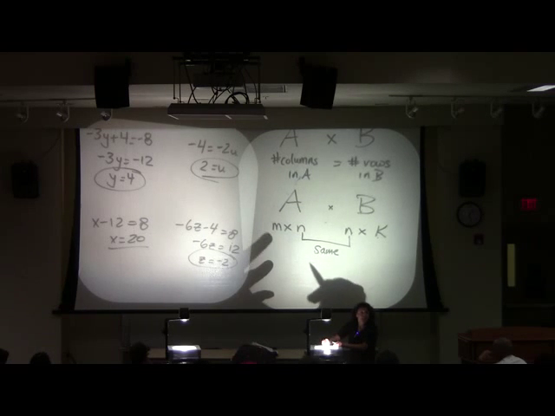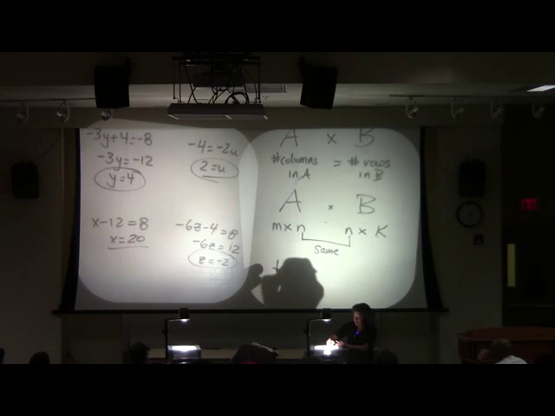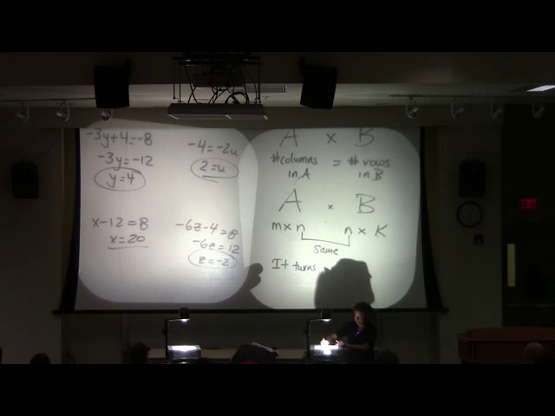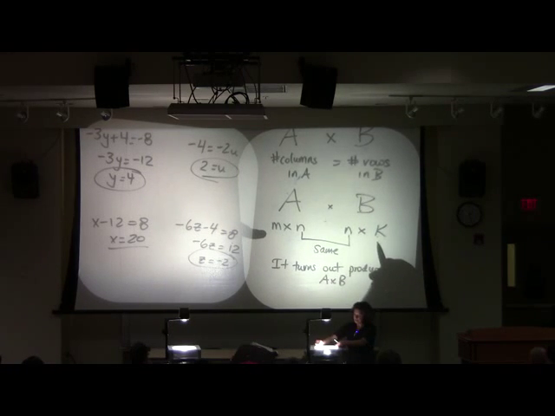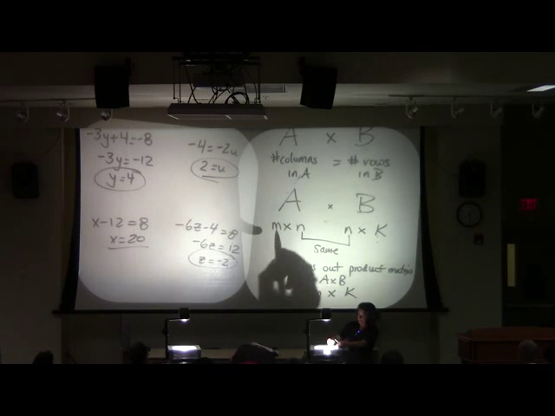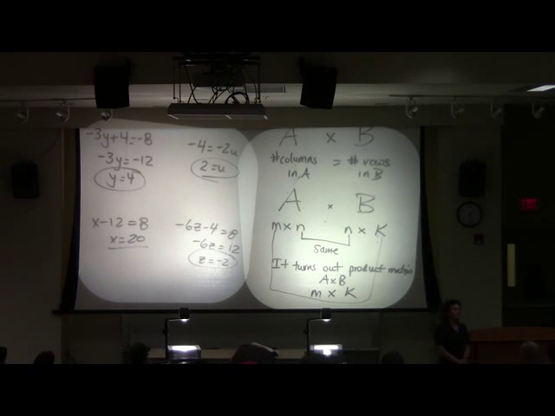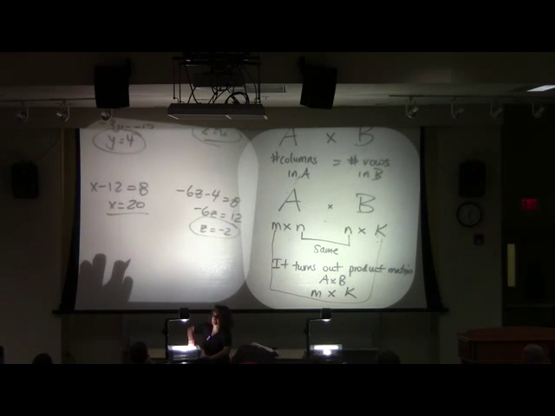And not only that, but it turns out that your product matrix, in other words, the matrix A times B, is equal, in terms of its size, to an m by k. The outer numbers give you the size of your product matrix. Let me show you actual numbers. I think you guys will like it better.